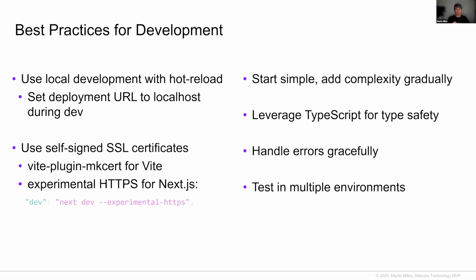The second thing is you'll need to use self-signed SSL certificates for local development because Sitecore requires HTTPS. For Vite projects, I recommend the vite-plugin-mkcert plugin. For Next.js, you can use the mkcert tool directly, or you can use experimental HTTPS as I showed here. You set it in the package.json, and that starts your Next.js server with HTTPS.